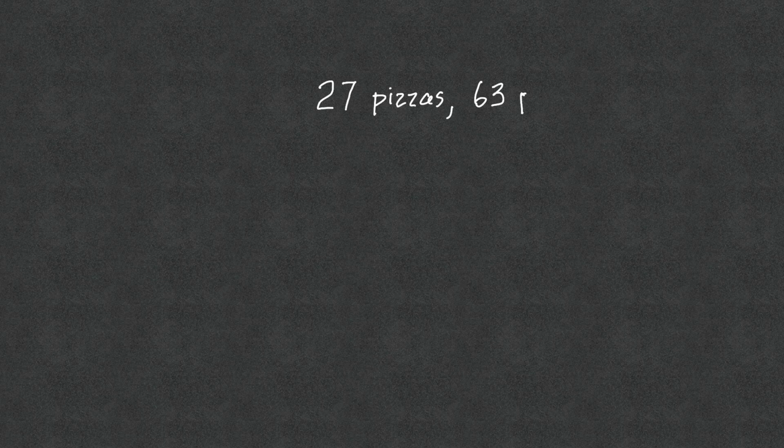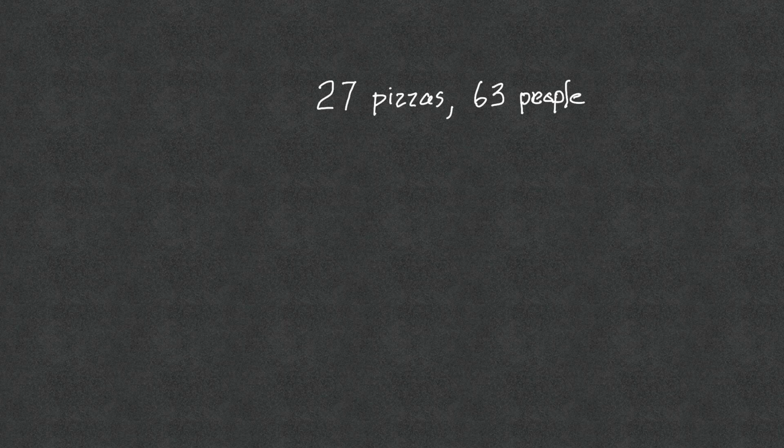So in a perfect world, each person would get a whole pizza, right? I can't believe I wrote pizzas. 63 people. Family members. There we go. Sorry about that. Perfect world, each person would get a whole pizza, but there's only 27 to go around. So that means no one's going to get a whole pizza.